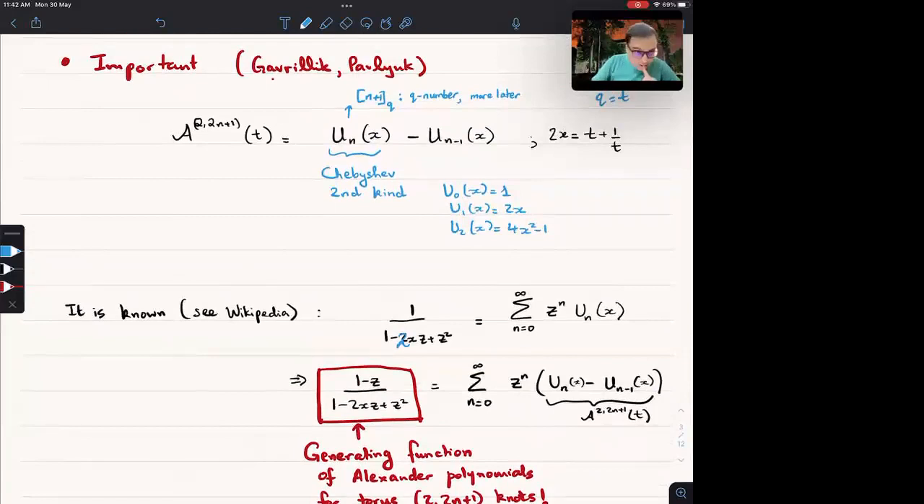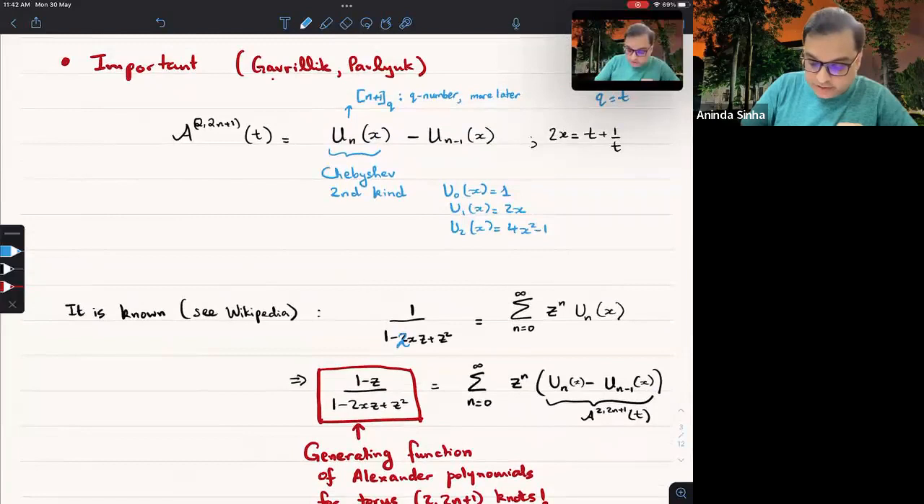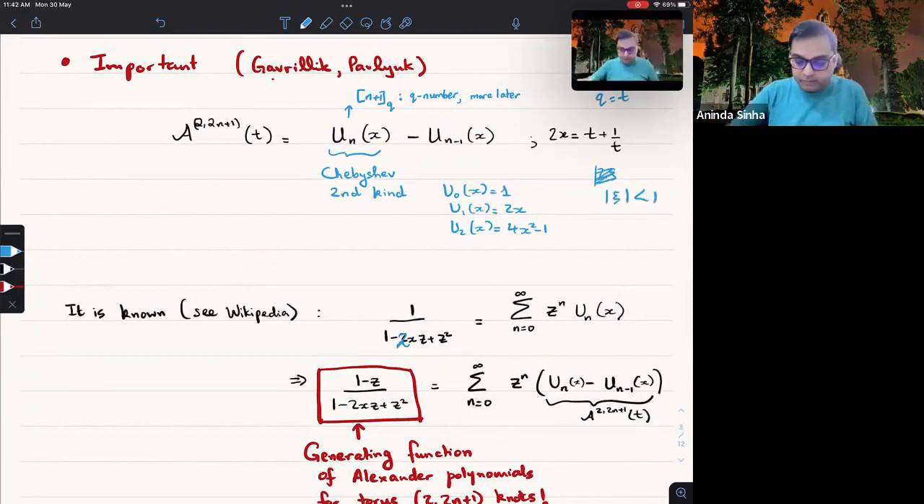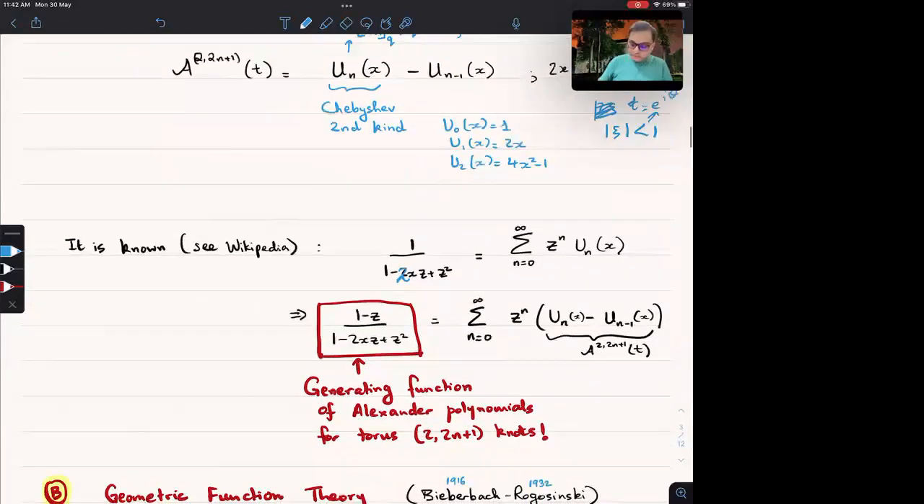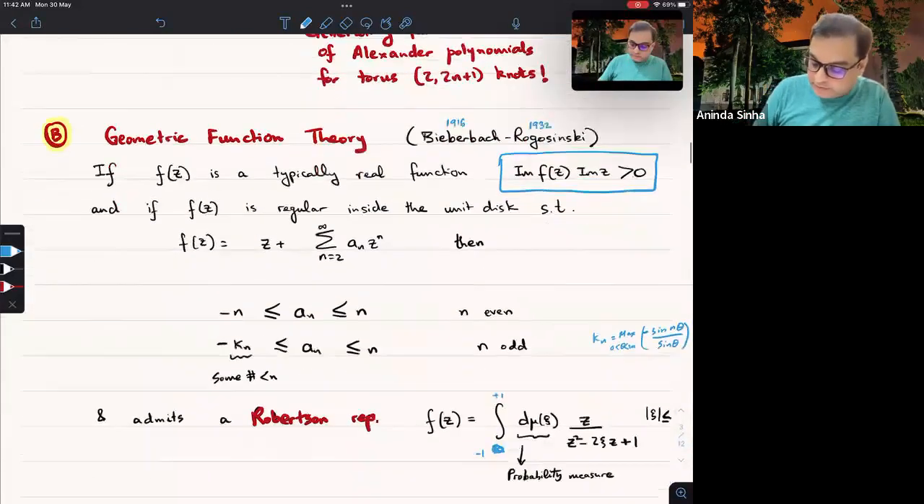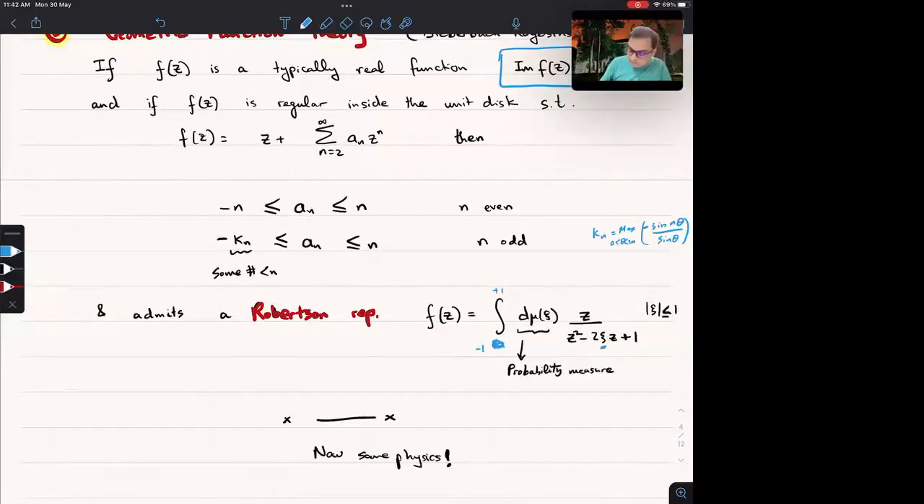No, I will give you the dictionary very precisely in a bit. So what will happen is that in order to write this representation, I will require 2 psi or 2x, whatever you want to call it. So the mod of psi should be less than 1. And you will see that actually corresponds to q being a phase. So that will translate into t being e to the power i theta. Okay, thanks. Sorry, what is psi? What is entering the generating function?